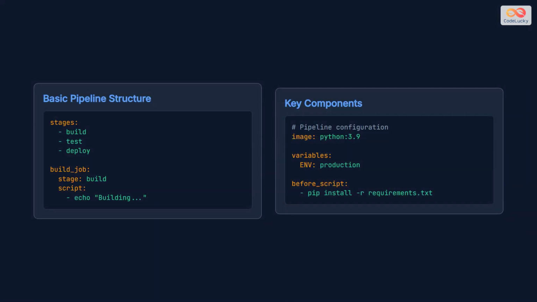A basic GitLab CI pipeline consists of stages such as build, test, and deploy. Each stage contains jobs that run scripts or commands. The pipeline is configured in the .gitlab-ci.yml file using keywords like stages to define the order of execution. Jobs specify the stage they belong to, and the script section holds the commands that the runner will execute. Additionally, an image can be specified for the environment in which the jobs will run, and variables can be defined to customize the pipeline.